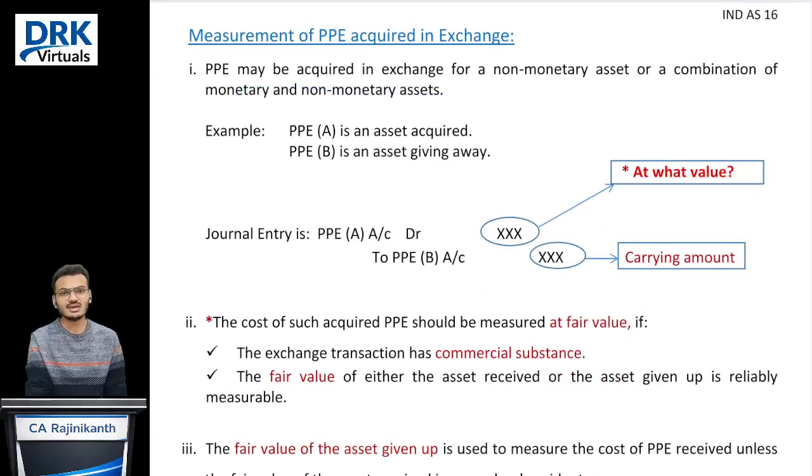Now next one is measurement of assets acquired in exchange transaction. It means what, sir? Let's assume property, plant and equipment A.